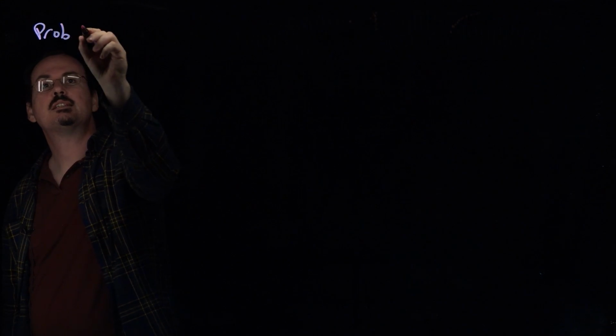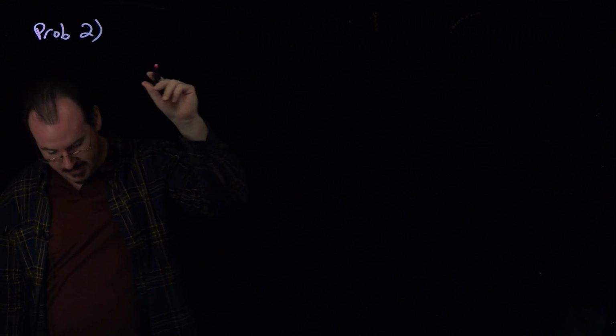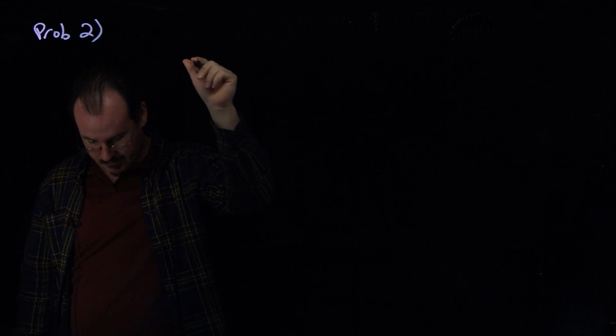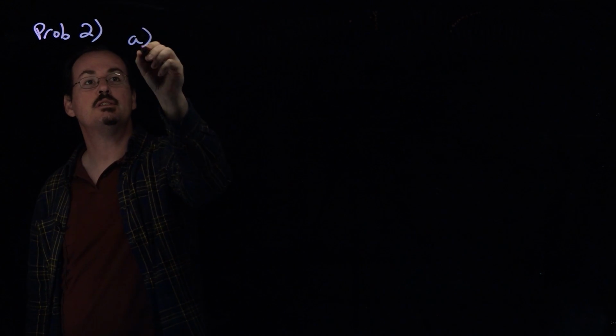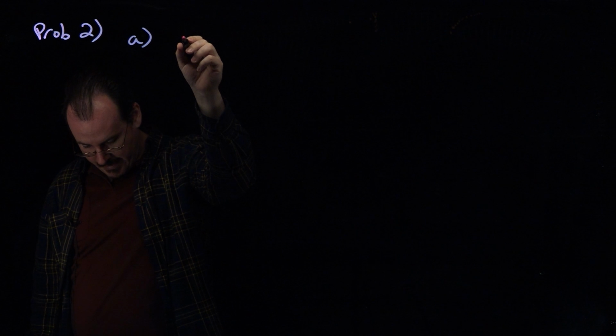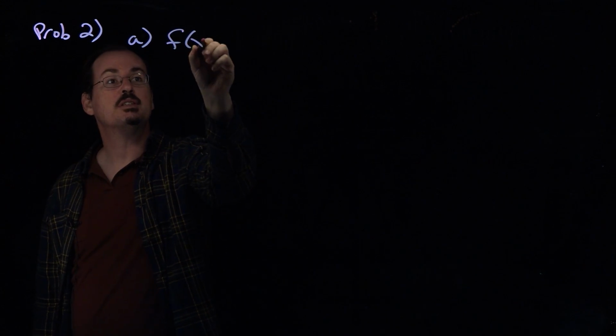Doing problem 2, section 5.1. So this one is asking us to find the critical numbers, and find the intervals where the function is increasing and decreasing. So we'll do A, and we'll see how much of B and C we might be able to fit.